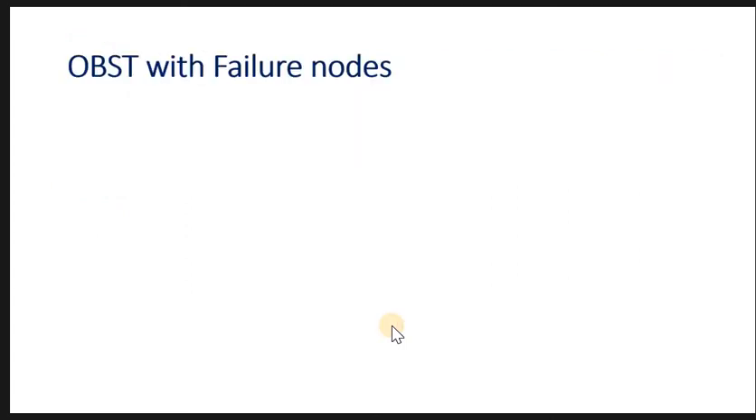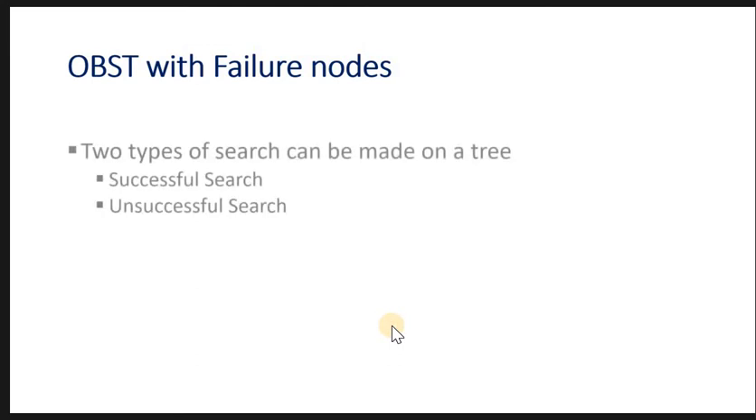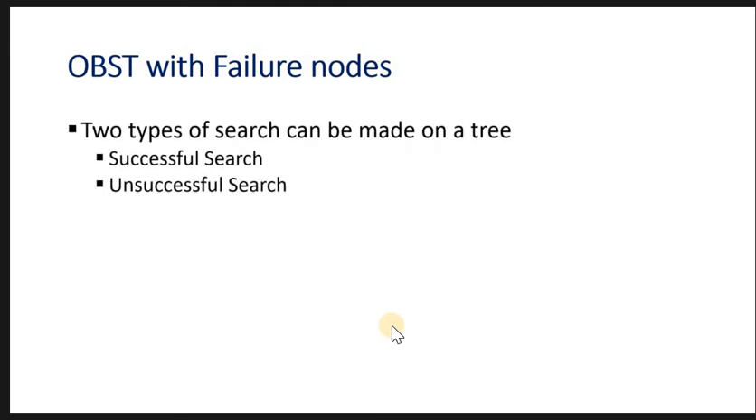Now there are two types of search possible on a binary search tree. Either a successful search, meaning the word is found, or an unsuccessful search, where the word is not found. Let us take the same example: do, if, and stop. These are the three keywords or symbols.